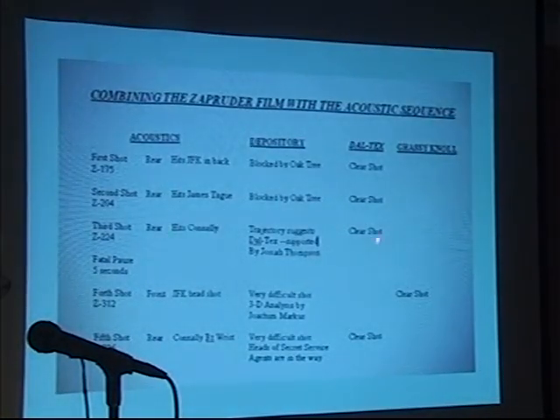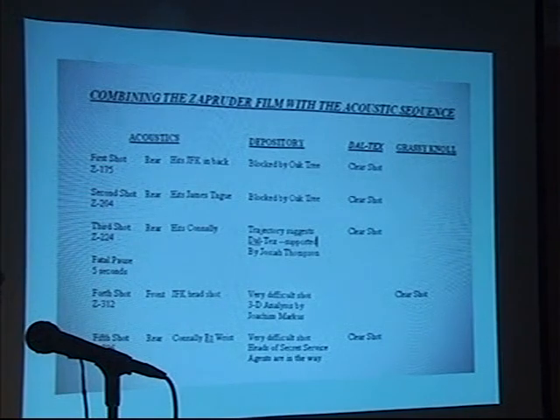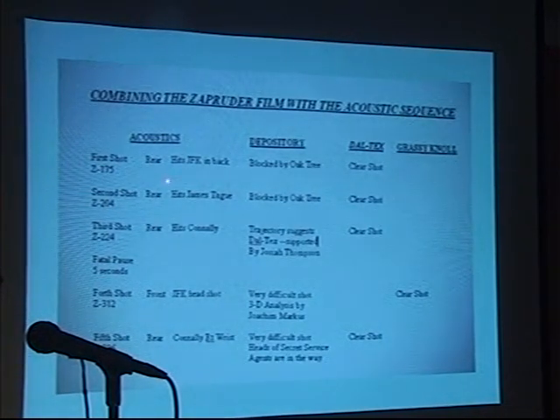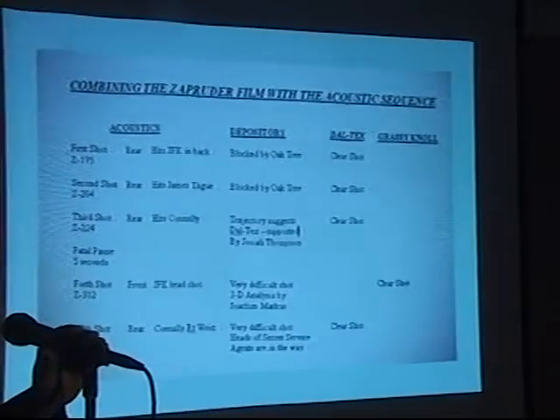This is the summary, and we'll go through these one at a time. These are D.B. Thomas's numbers, and I've assigned a direction for each of these shots. The first shot was 175. Next slide.